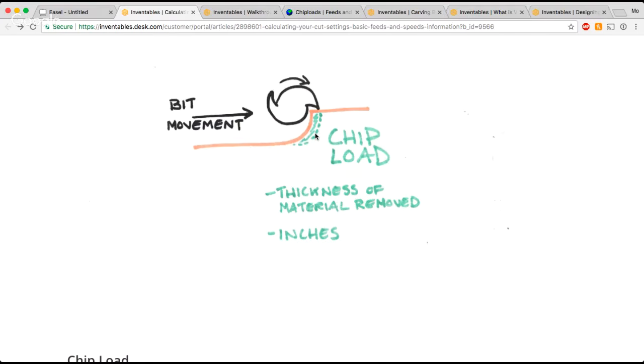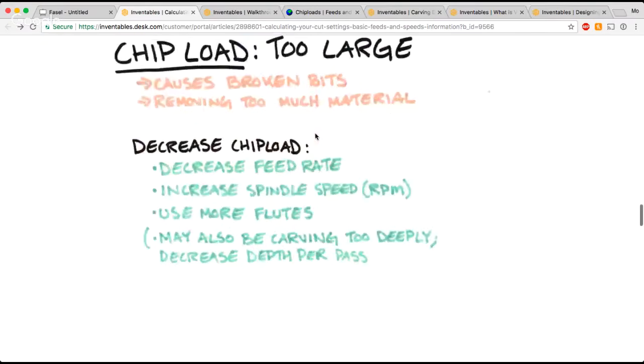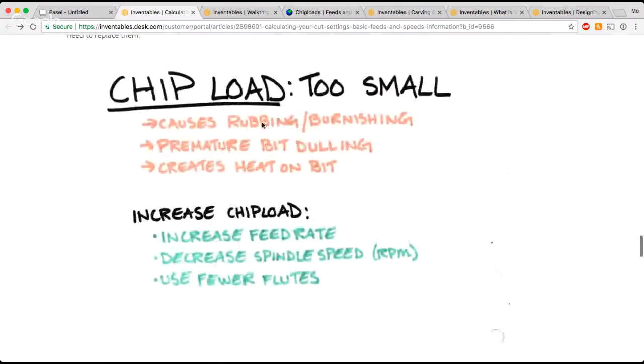And there's actually a name for it. That name is called rubbing, or also burnishing. And if you're creating dust, you're creating too much heat and your chips are not efficient. So if your chip load is too small, that's where you're going to get this rubbing and burnishing.